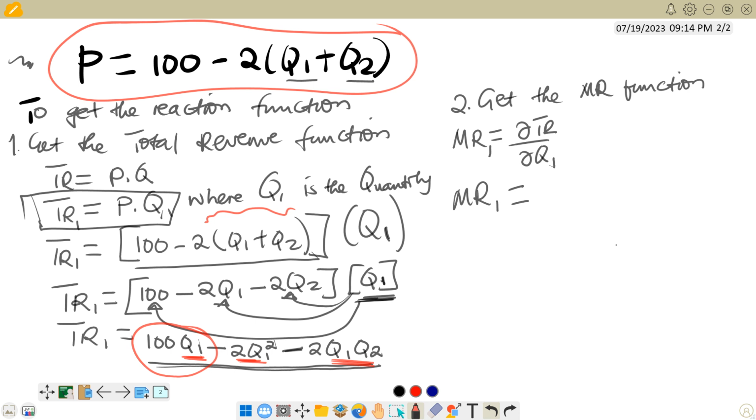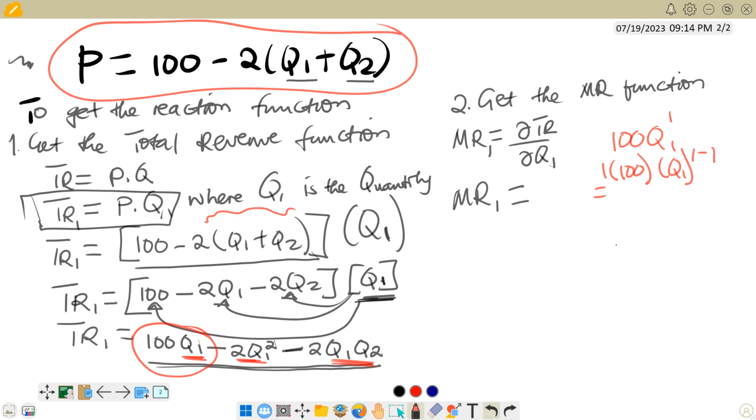So the first term is 100Q1. If we want to differentiate this with respect to Q1, we know that this Q1 is raised to the power 1. Please don't forget these simple steps, they are very important. The one on top will drop. We multiply by 100, we multiply this by Q1, and from the power of Q1 we remove a 1. So this will be 1 minus 1.